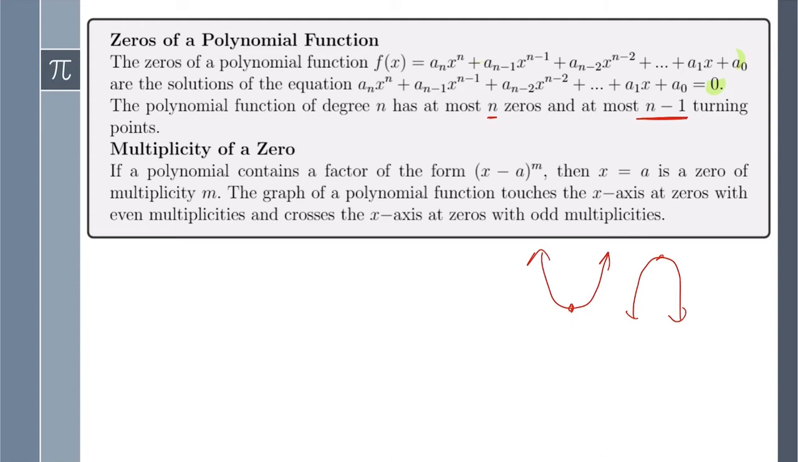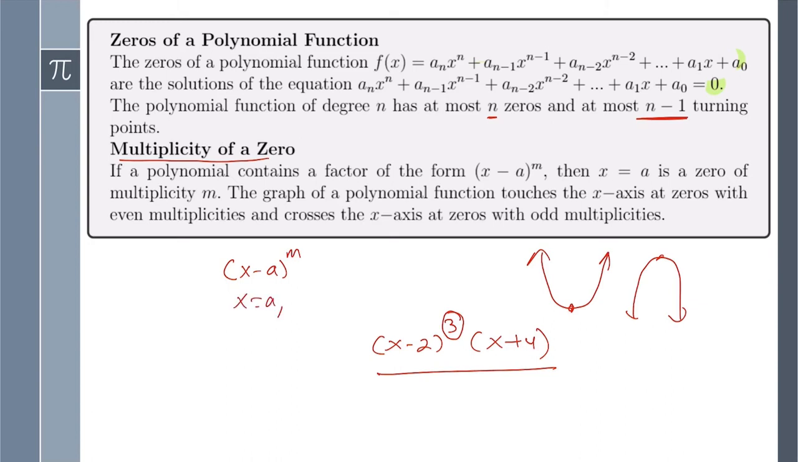Then there's another important term called multiplicity of a zero. That means when we factor a polynomial function, if we get a factor in the form x minus a to some power m, for example, x minus 2 to the third, and then we have x plus 4, if these are the factors of the polynomial, this is what m means, this number here. Then we say that x equals a is a zero of multiplicity m. That means that zero is repeating m times. It's kind of like a repeated zero.